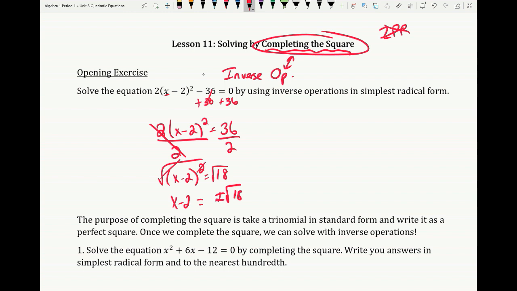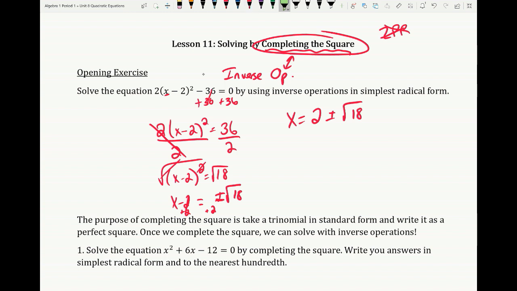Remember, when we take the square root during inverse operations, there are two solutions. There's a positive one as well as a negative one. And then my final step is to add over that 2 when we stick that right in front. So x equals 2 plus or minus the square root of 18.